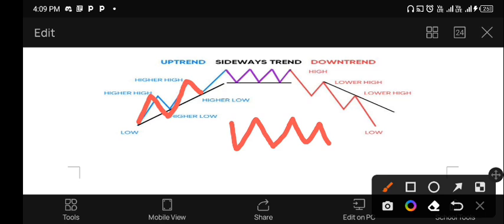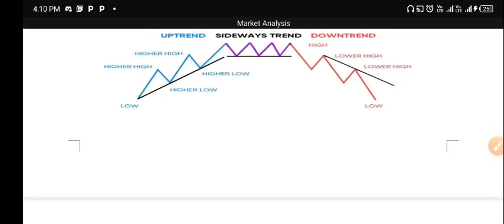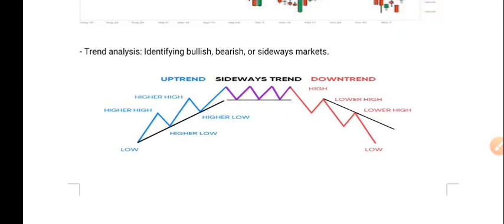Bearish trend, which is the downtrend, is made of lows and highs. It's not as if the others don't have highs and lows. What I'm trying to say is, in a bullish market, it means that it is going up, but it comprises highs and lows.